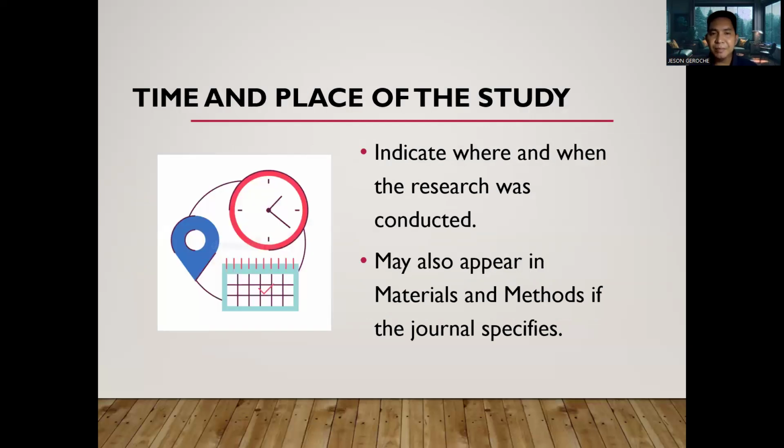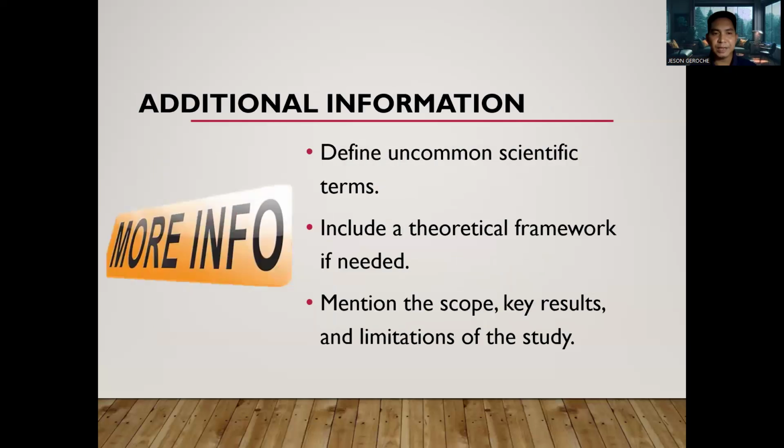Next, we have the time and place of the study. It indicates where and when the research was or will be conducted. It may also appear in materials and methods if the journal specifies. For additional information, you can define uncommon scientific terms, include a theoretical framework if needed, and mention the scope, key results, and limitations of the study.